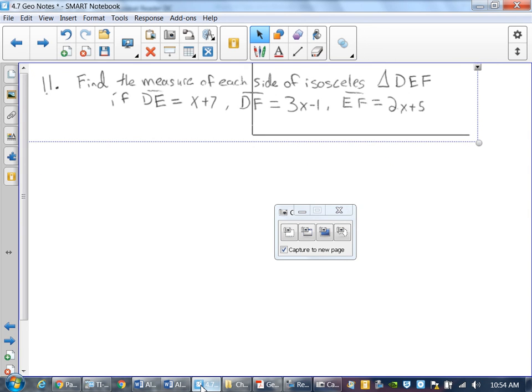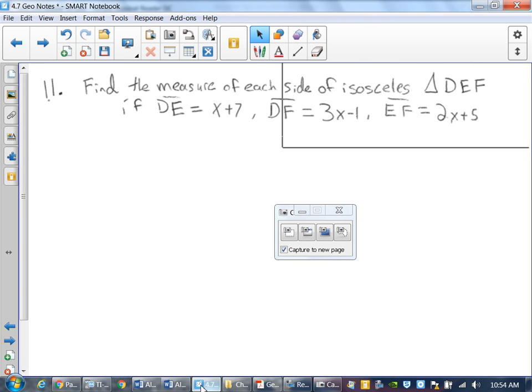Hey, what's missing on this picture? A picture. Number 11 here, I want you guys to take a minute and solve it, and we'll check it. This is the kind of thing that you're going to have to be able to do.